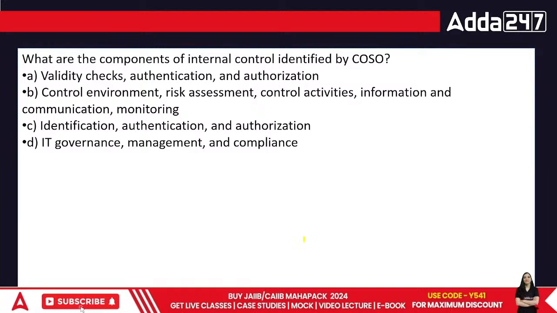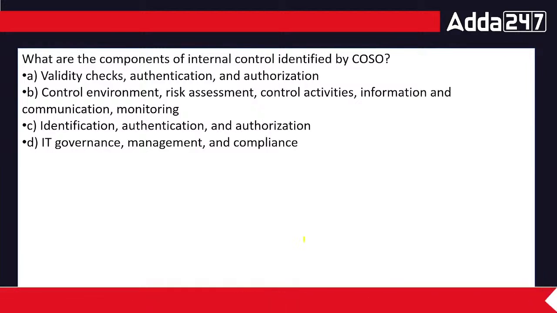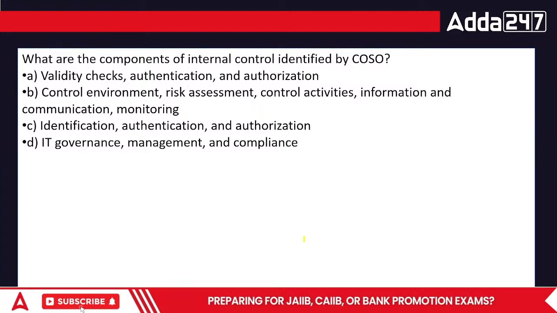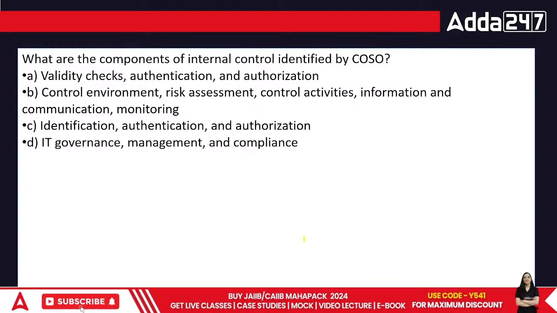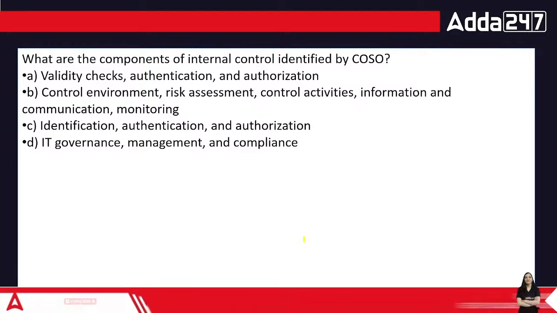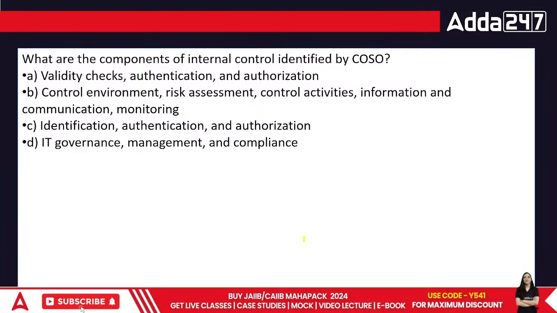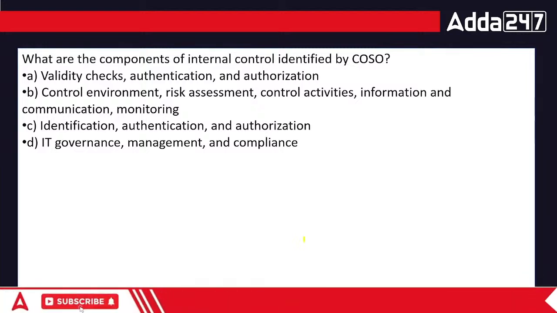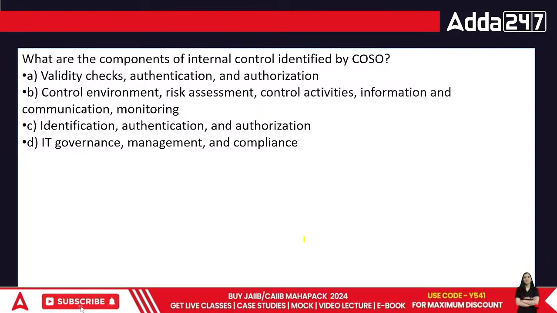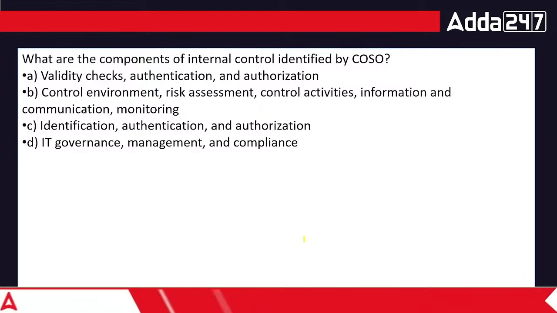We have talked about this: what are the components of internal control identified by COSO? Control environment, risk assessment, control activities, information and communication, and monitoring. Identification, authentication as well as authorization: if you are identified, whether you are allowed to go inside or not has to be made sure. Then authorization to take the permissions, IT governance, management, compliance, all these things have to be reviewed further.